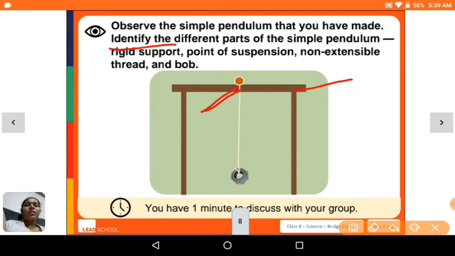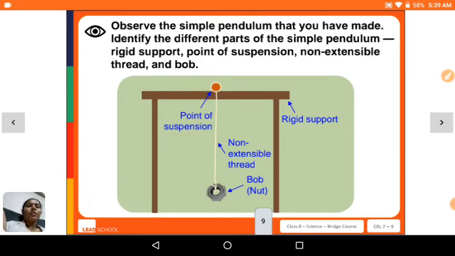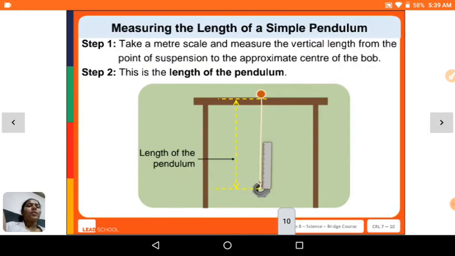Non-extensible thread, this means that thread. And a bob, here bob is the nut, right? See here: point of suspension, non-extensible thread, bob or nut, and rigid support. These are the parts of a simple pendulum. Measure the length of a simple pendulum.